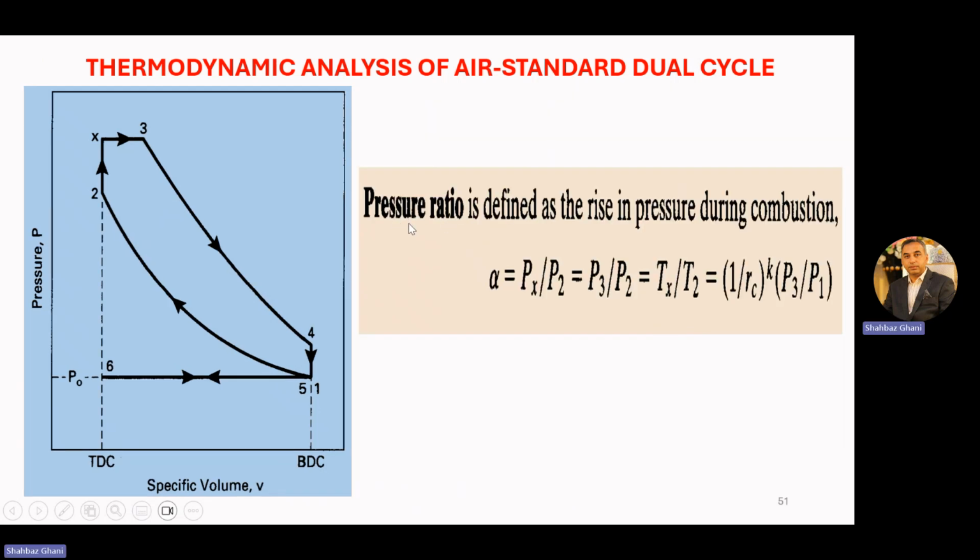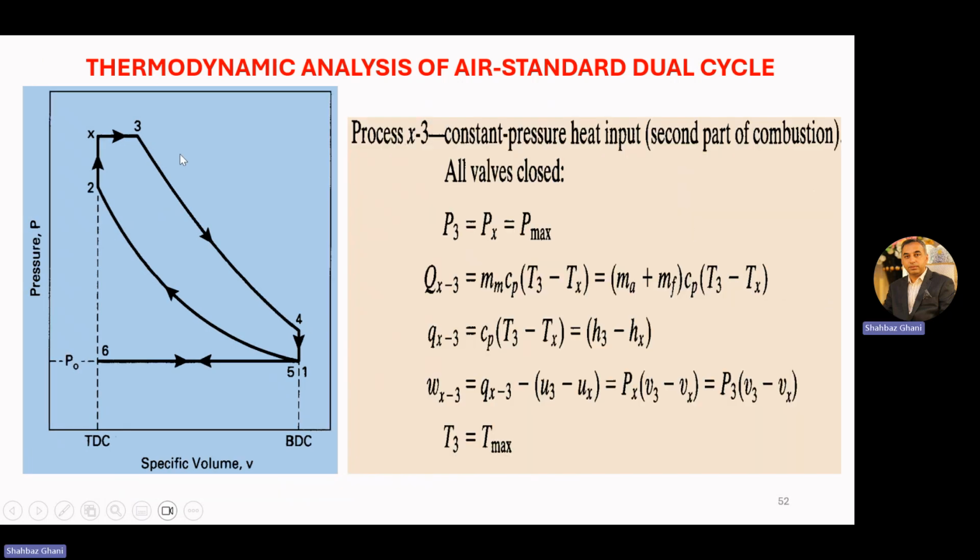Now the pressure ratio. In the diesel cycle we have the cutoff ratio; in the dual cycle we have the pressure ratio, defined as the rise in pressure during combustion. We denote it as alpha. Px divided by P2 is equal to P3 divided by P2. In terms of temperature, Tx divided by T2 is equal to (1 over Rc) raised to the power k, times P3 over P1.